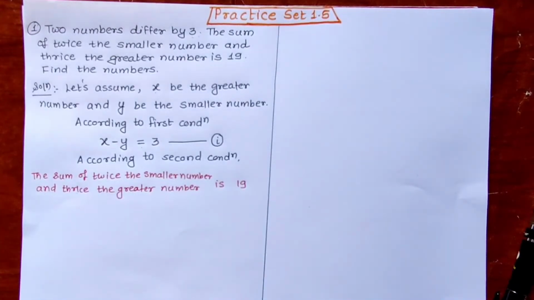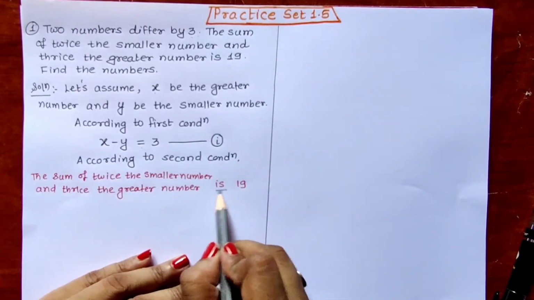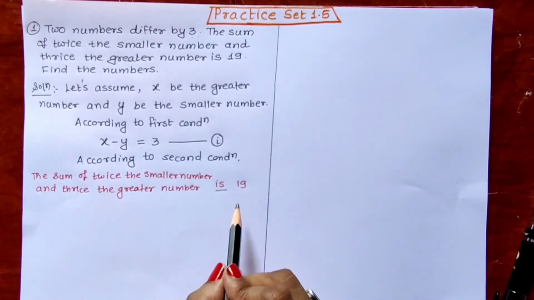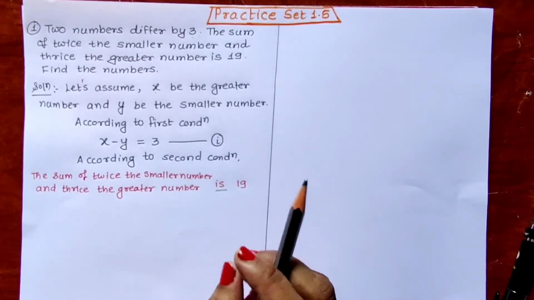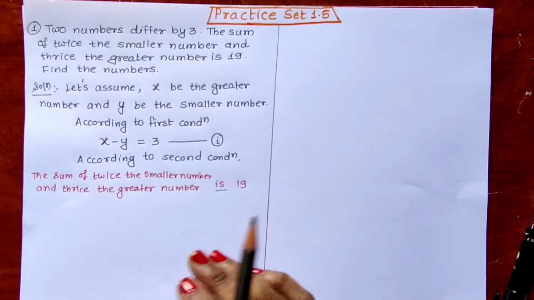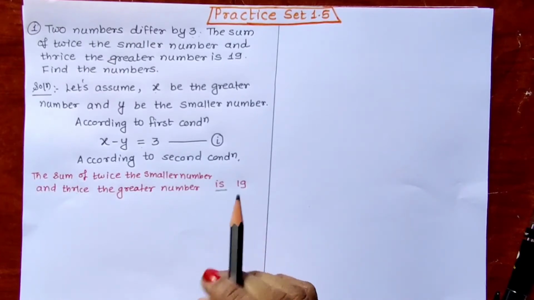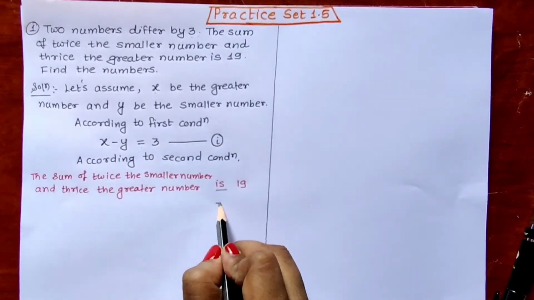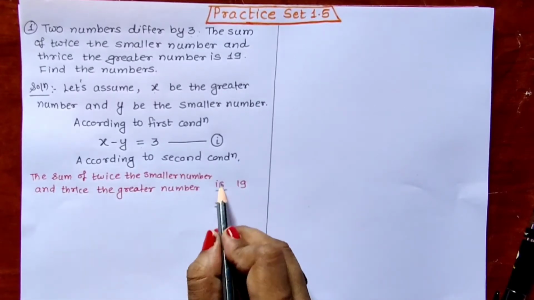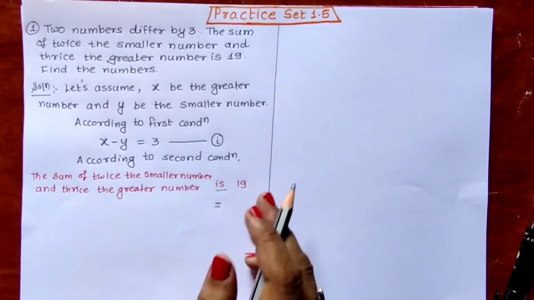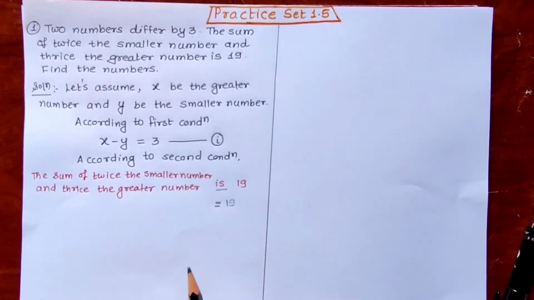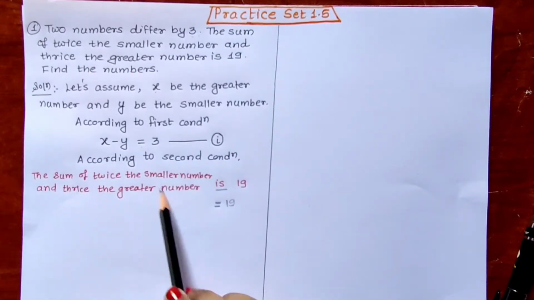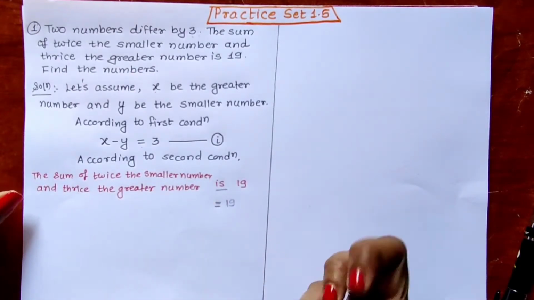So see children, whenever words like is, was, were are there, these are the helping verbs. We all know that in English. So these helping verbs are there: is, was, were, has, have, had. That means we have to put the equal to sign. Is means equal to sign. In place of is we will write the equal to sign. After is, what is there? 19 is there, so we write 19 after the equal to sign also. Now what should be written on the left hand side? That is very important, because from this sentence we will have to form our second equation.